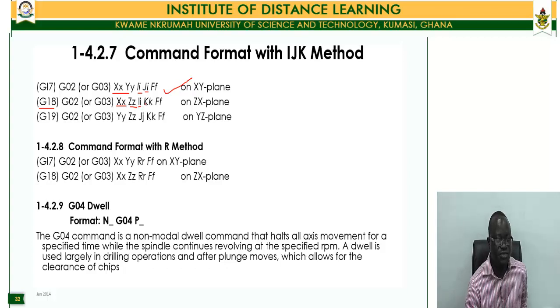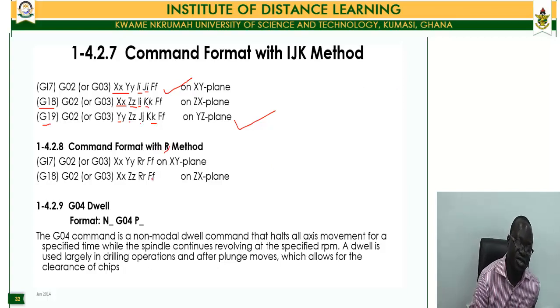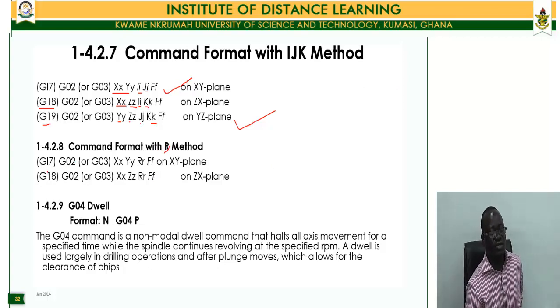Now, if we are using the radius method, the R method instead of the IJK method, and we are in G17, which is the XY plane, we basically use the X and Y values, and then we can put the radius values there, and then the feed rate. That one is not really affected by the IJK, so you can just put the radius values there. Okay.